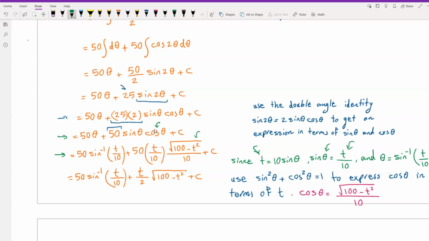And then simplify that part. So this is equal to 50 times inverse sine of t over 10 plus, so here we have 10 times 10, that is 100 in the denominator. On top we have 50. So 50 divided by 100, so we're going to have 1 over 2 times t. That's how I got t over 2. Multiply by the square root of 100 minus t squared, plus c. So this is our answer for this part.